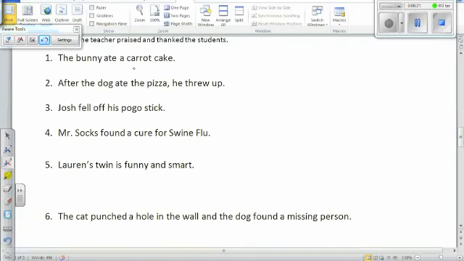The bunny ate a carrot cake. Well, let's start by saying, what is the sentence about? Is it about cake or is it about the bunny? Well, we see that our verb is ate. So we can think, what ate the carrot cake? Well, it had to have been the bunny, because the carrot cake can't eat itself.